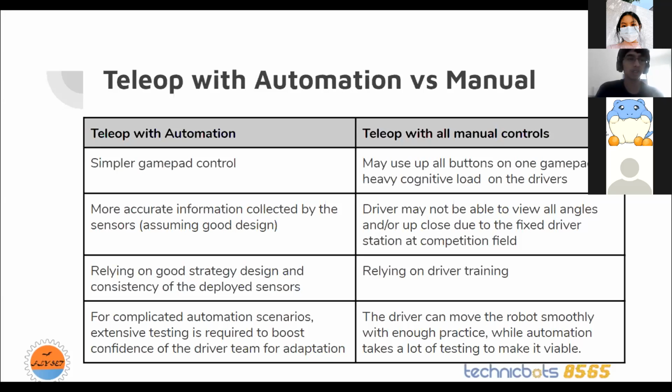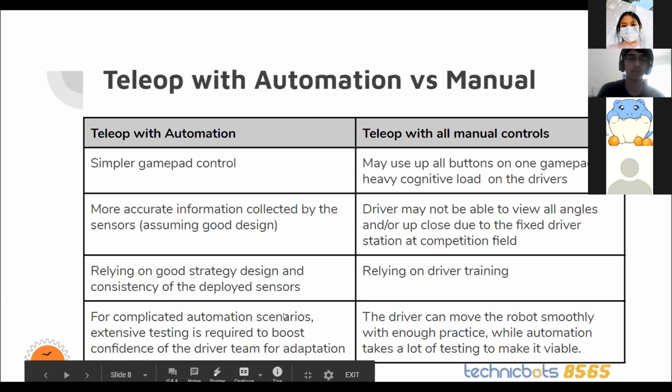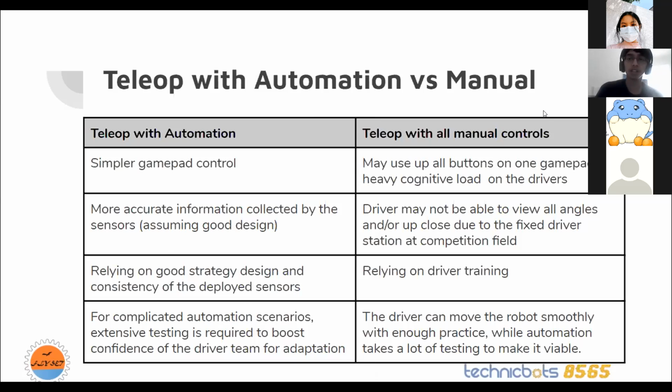Teleop with automation relies on good strategy design and consistency of the deployed sensors, while manual control relies on driver training. So for automation, there are some complicated automation scenarios, and for that, extensive testing is required to boost the confidence of the driver team for adaptation. With Teleop with manual controls, the driver can move the robot smoothly with enough practice, while automation takes a lot of testing to make the automation viable.